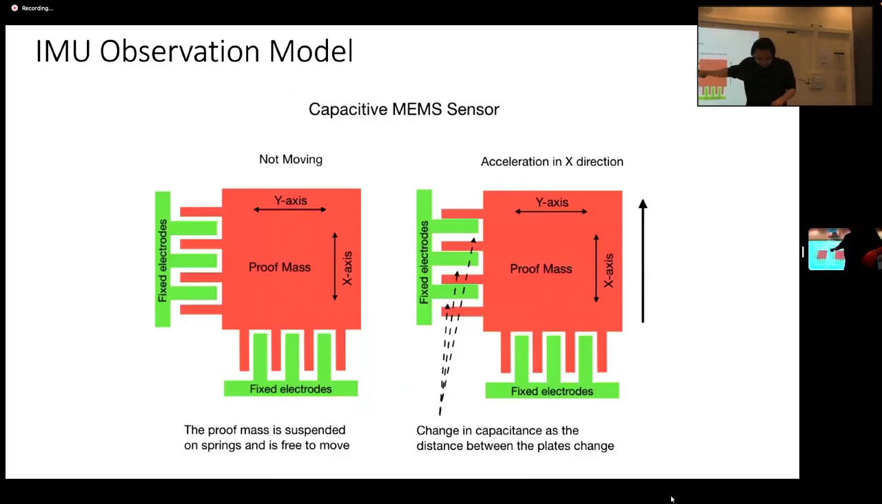Yeah, this one is like how they design the IMU. There's a mask here and there's some displacement, there's some capacitor, and they're going to measure the distance displacement by the capacitance.